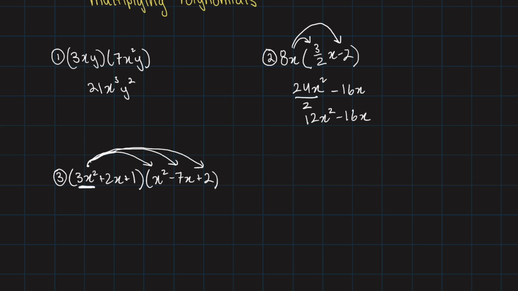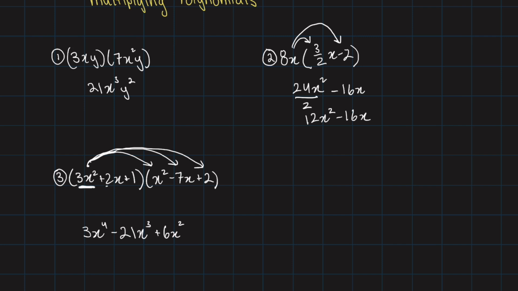Okay, so 3x squared times x squared will just give us 3x to the power 4. Then we have 3x squared times negative 7x, so 3 times negative 7 is negative 21, and then x squared times x is x cubed, and then we have 3x squared times 2, which is just 6x squared.